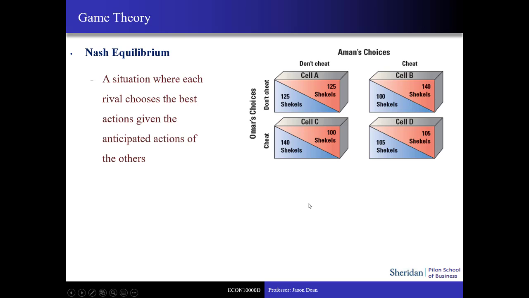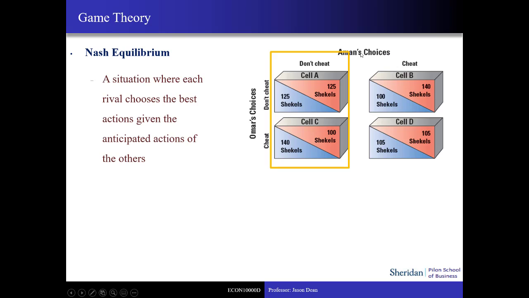So in order to do that, let's first look at Aman. Okay, so we're going to look at Omar's choices. Omar can either cheat or don't cheat. And so what we're going to do is look at Omar and his two options for each of the options of Aman.